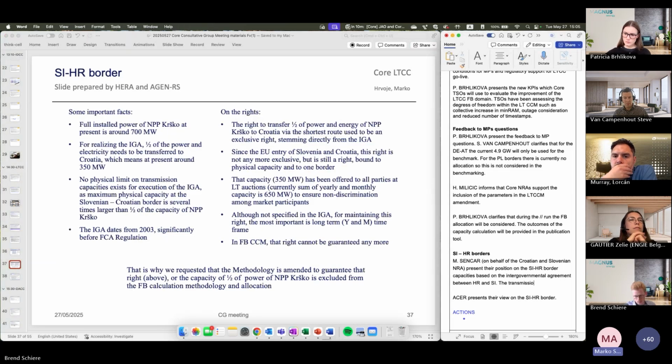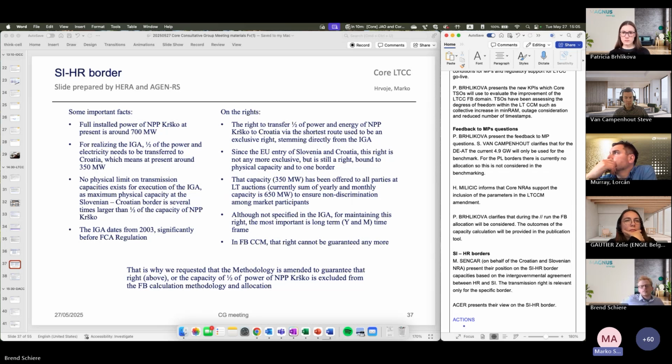This slide summarizes the facts. The capacity, we always insist on the formulation half of the power and half of the energy of nuclear plant Krško, because those of you who are familiar with nuclear engineering and safety will know that this capacity may slightly differ and slightly change over time. That's why we say at present it is about 700 megawatts, and we're talking about one half of it, so 350 megawatts, which have to be given and guaranteed at the Croatian-Slovenian border.